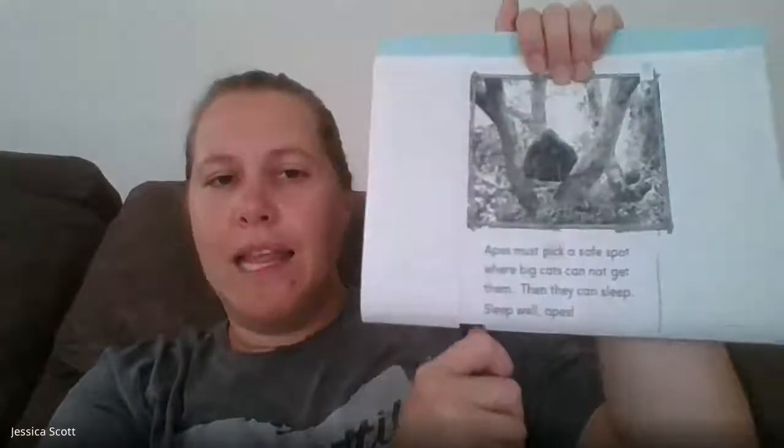They have fur. And their babies drink milk. And those are two characteristics of what makes a mammal. Fur, babies drink milk.